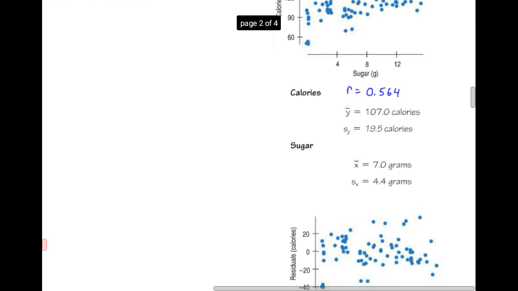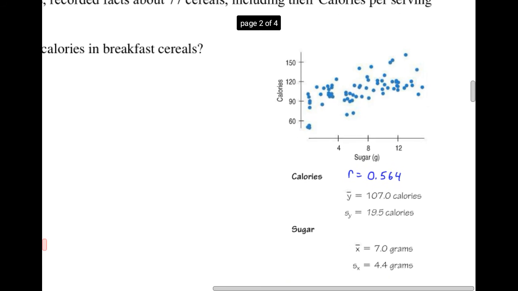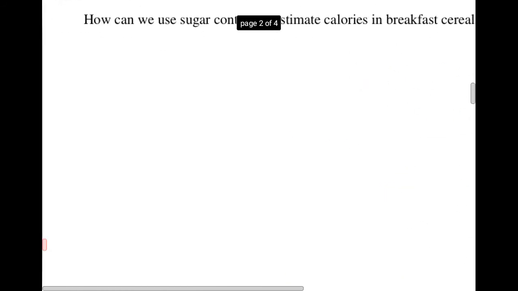We have our mean calories and our standard deviation of calories, and we have our mean sugar and standard deviation of sugar. Don't worry about that last graph. We'll talk about that in a moment. So, what's the first thing we do? Of course, we want to describe the distribution, use DUFs, and then check our conditions.